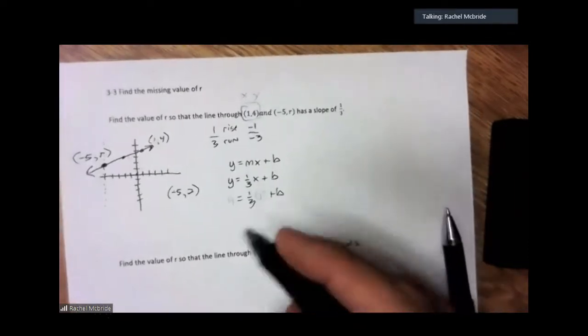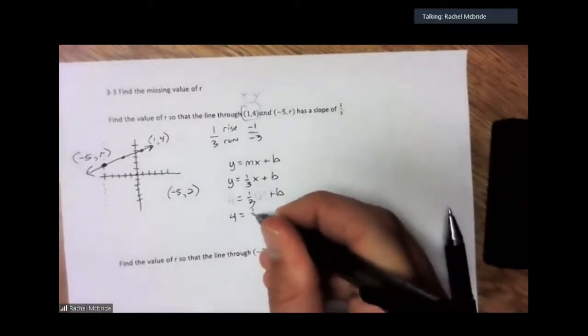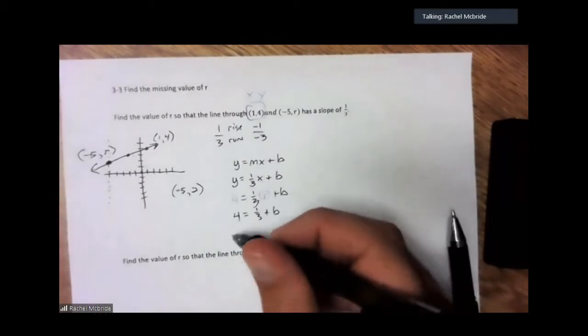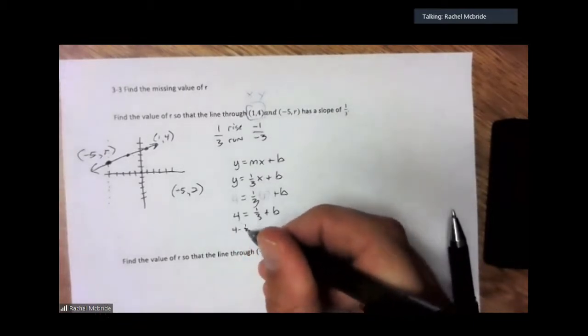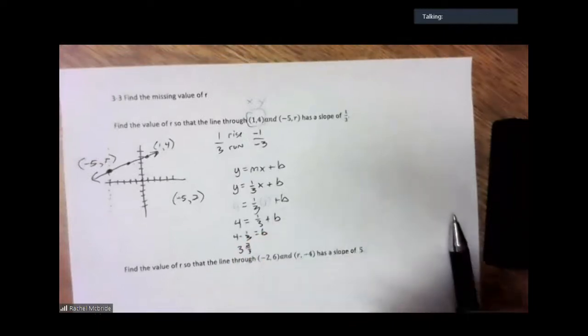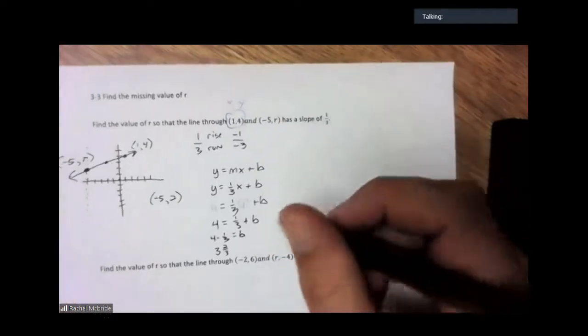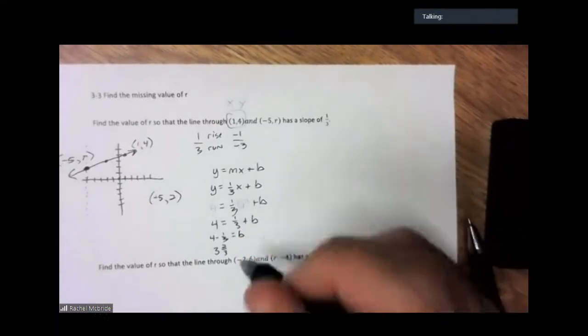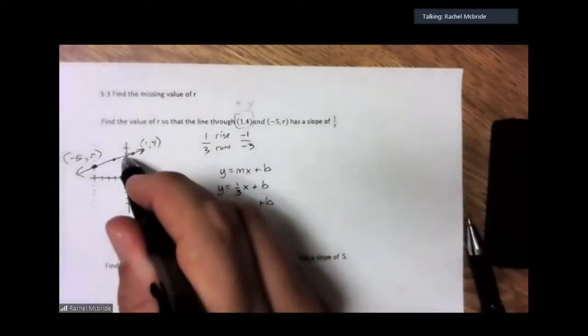And doing that, I have 4 equals 1/3 plus b. So this is one way I can do this. All right, and then I could just subtract. So 4 minus 1/3 is your y-intercept, so that would be 3 2/3. I don't like the way that's working here, so let me just double check this as to how to get there. It does match my y-intercept.